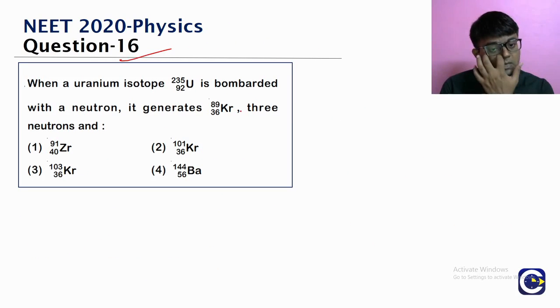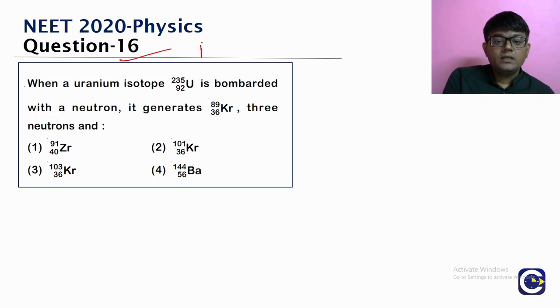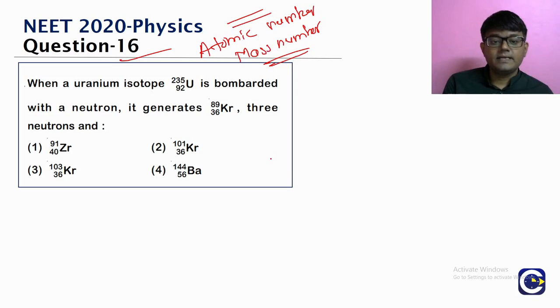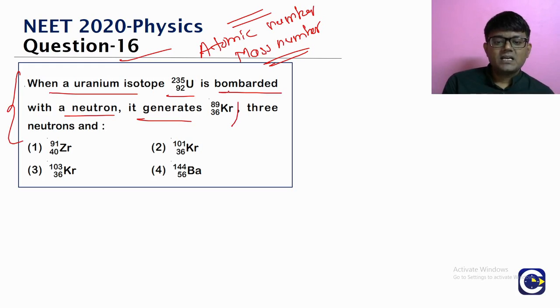Next we have a question on radioactive phenomena. This is a question where we will relate the atomic number and mass number. When you have a nuclear radioactive phenomenon, the atomic number and mass number of species on either side will be related. Look at it. When a uranium isotope U-235, 92, is bombarded with a neutron, it generates krypton 89, 36, comma 3 neutrons, and there is one more particle getting generated. They are asking what that other particle is.